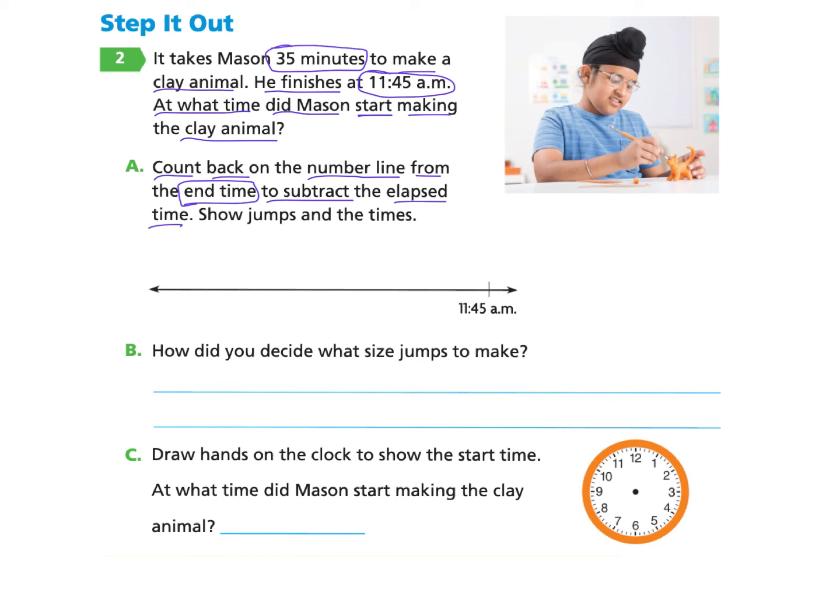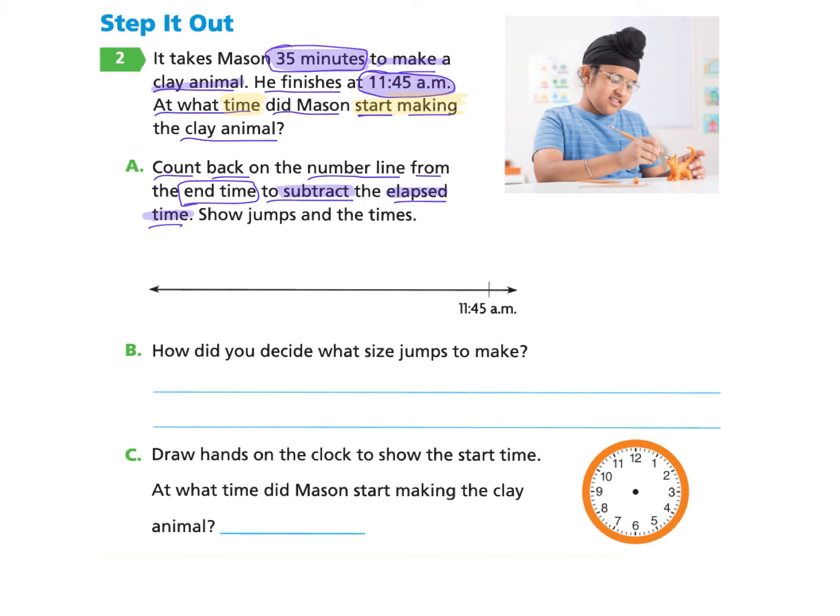So this time they show when he finished making his project of the clay animals, which was 11:45. So we're going backwards. We're going to be using subtraction to find when he started. And we know that it took him 35 minutes. This is the elapsed time to make that clay animal. So we have the ending time, the elapsed time, and we're looking for the start time. If you would like to pause the video and try this part on your own and come back, you may do so, or just follow along with me.